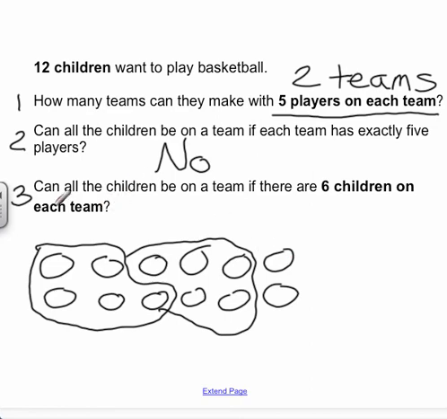Now we're going to look at question 3. Can all the children be on a team if there are 6 children on a team? So instead of 5 children on a team, they want to know can all the children be on a team if we put 6 onto a team?